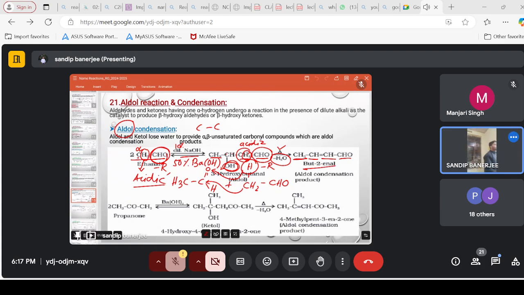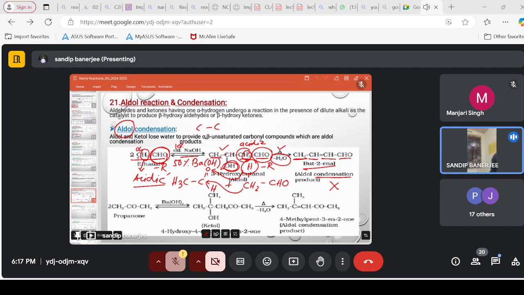And this unsaturated product formation happens by the elimination of water, that is the dehydration. So this is called condensation reactions. And aldol is this one, not this one. Why is this called aldol?